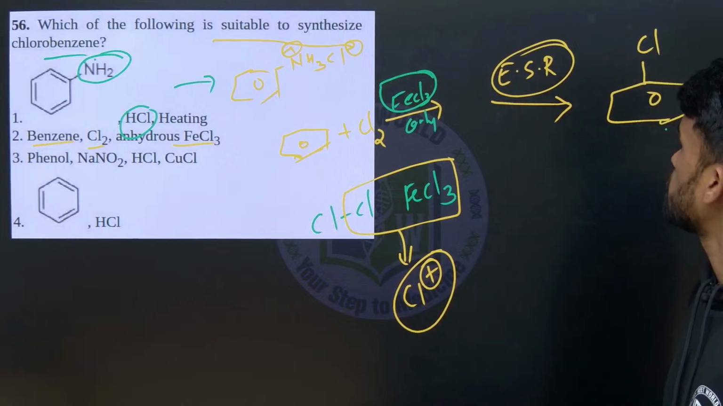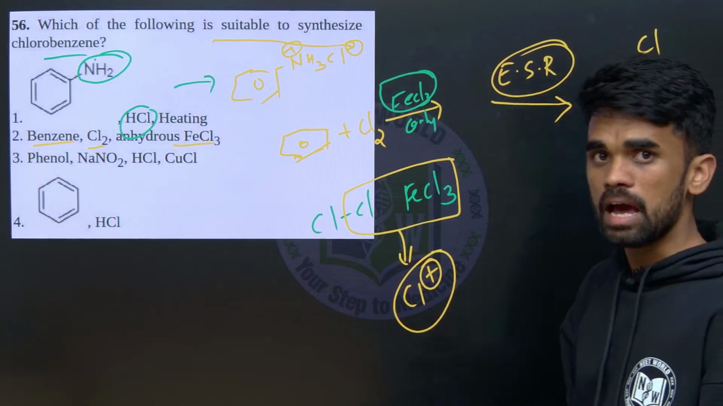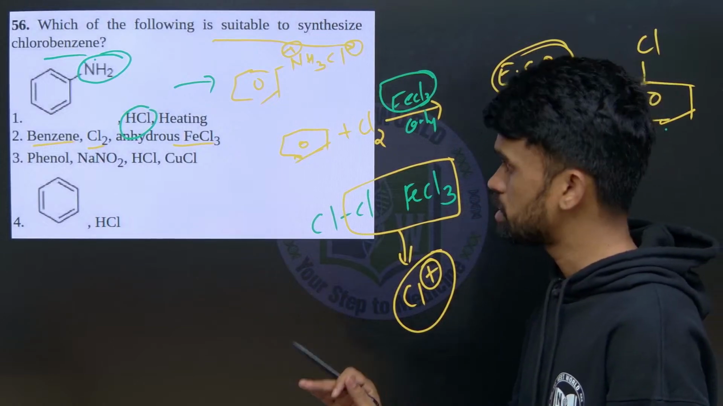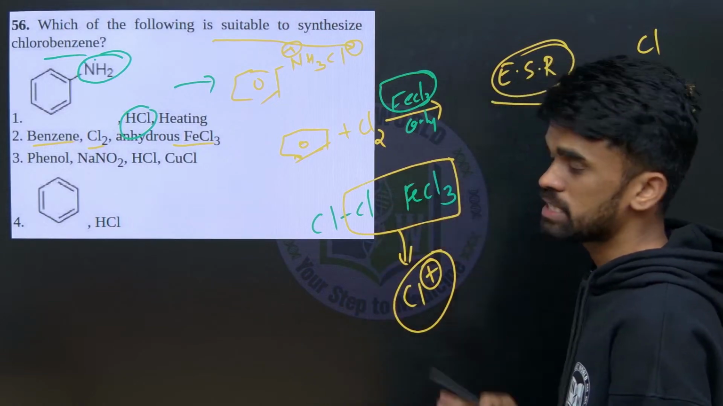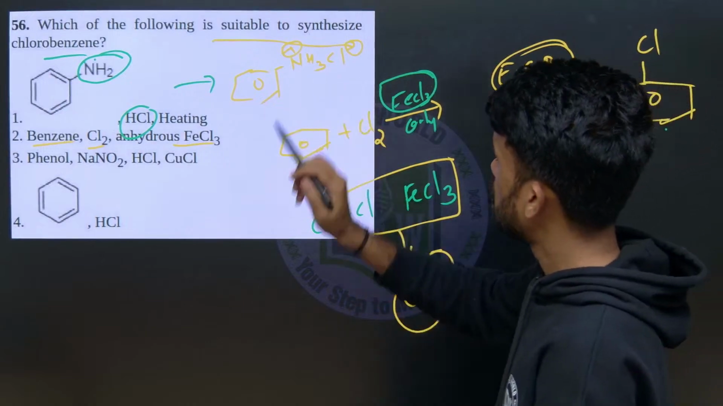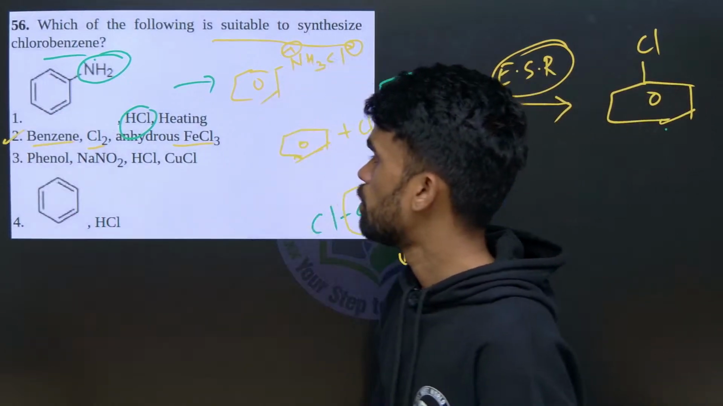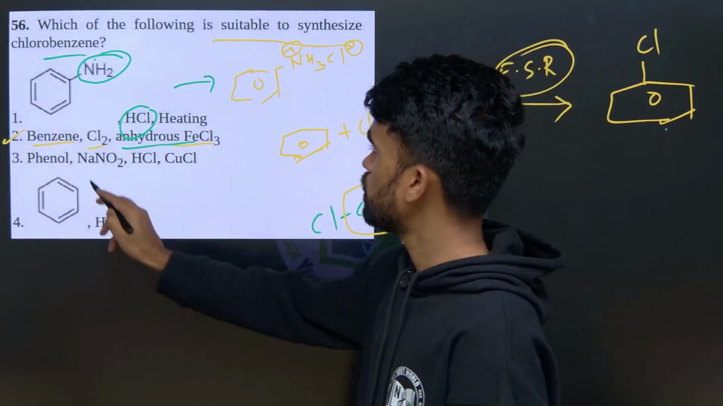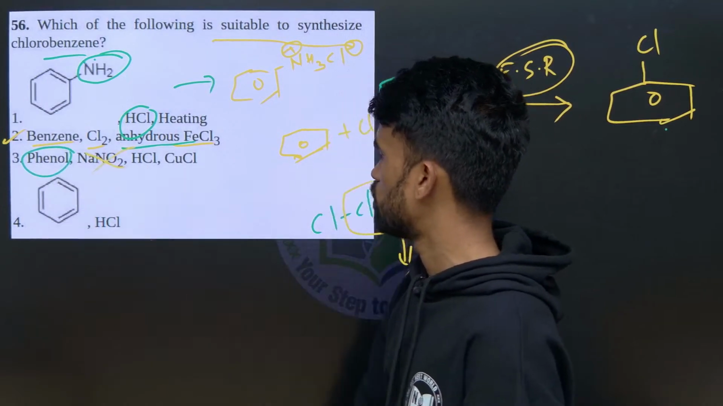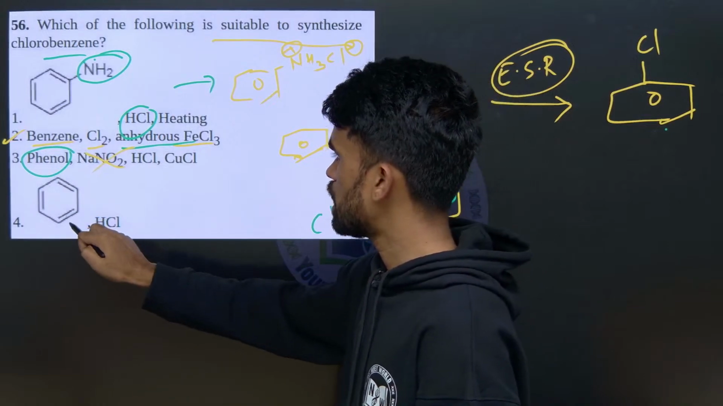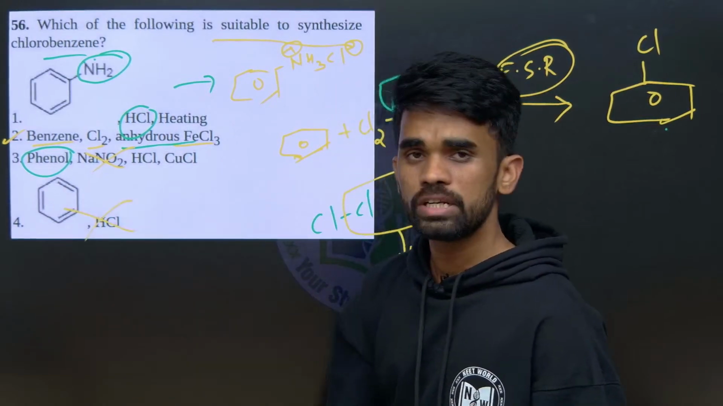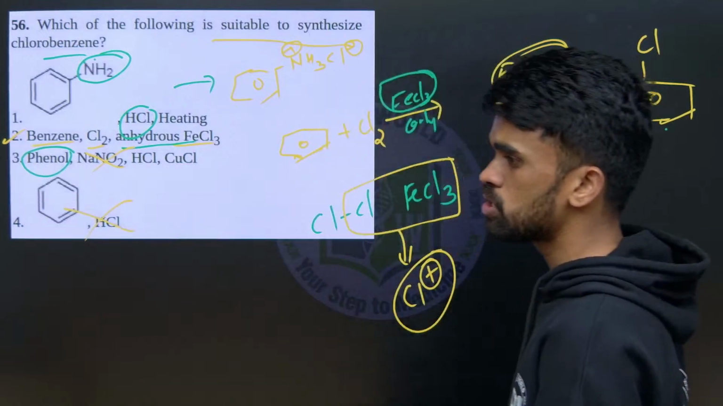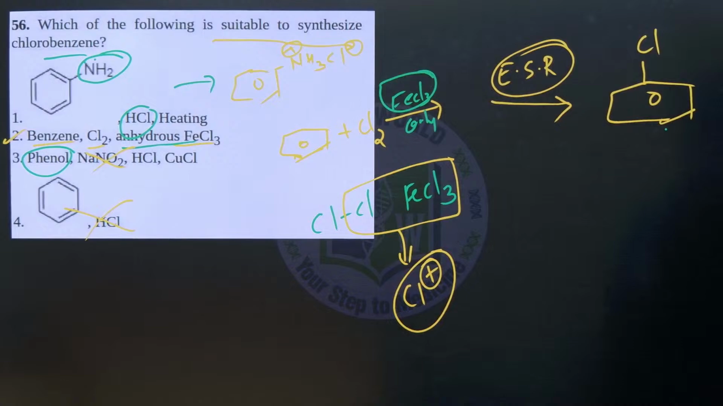I explained this in the haloalkanes and haloarenes chapter, where it is very clear, so you can watch that video if you are not aware of this kind of reaction. So what is a suitable method of preparation here? Benzene with chlorine and anhydrous FeCl3. If we treat phenol, this is again not suitable. There is no reaction between benzene and HCl, benzene will not be affected by this, therefore only option 2 is the most appropriate answer for this particular question.